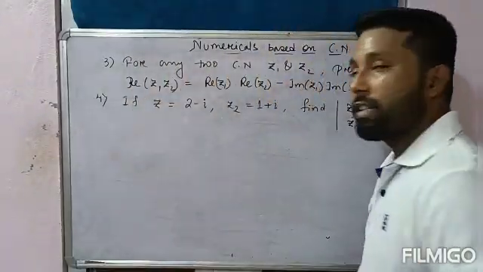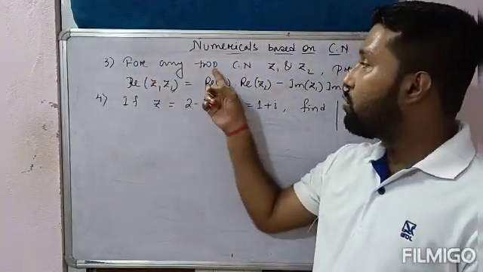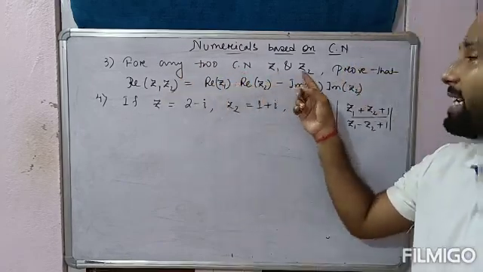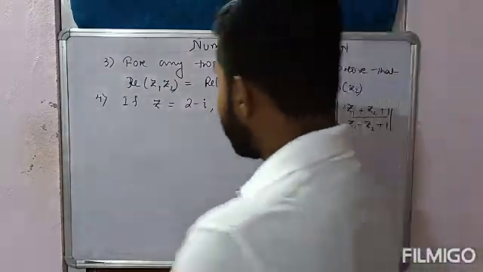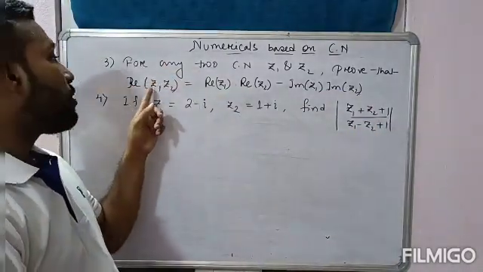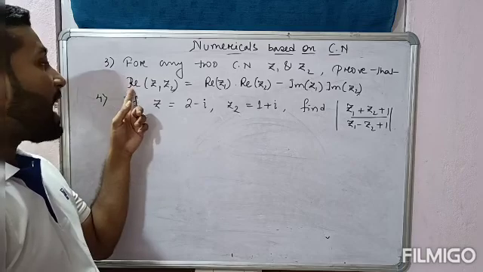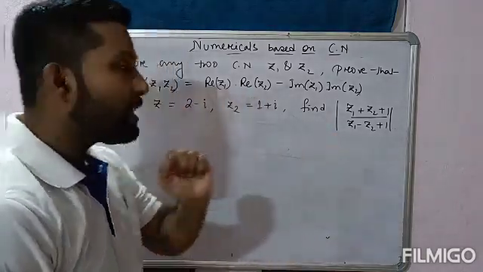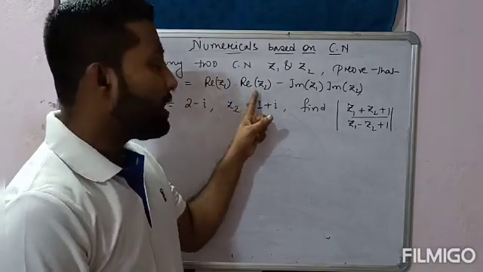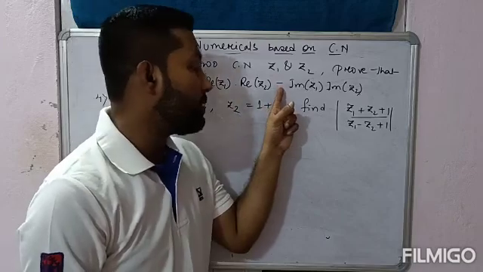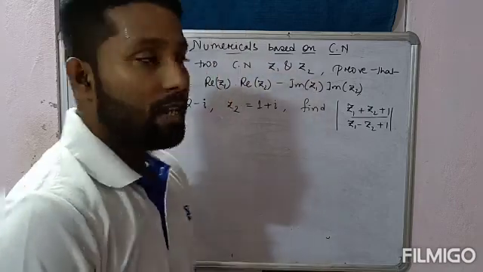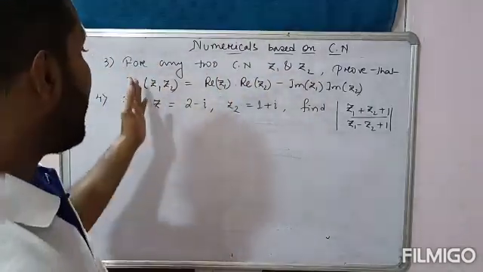So take a look at the next question. Question number 3. For any two complex numbers z1 and z2, prove that the real part of z1 into z2, look at here, re means the real part of z1 into z2, which is equal to real part of z1 into real part of z2 minus imaginary part of z1 into imaginary part of z2. ठीक है, क्वेश्चन में पूछा गया है, ये प्रूफ करना है.